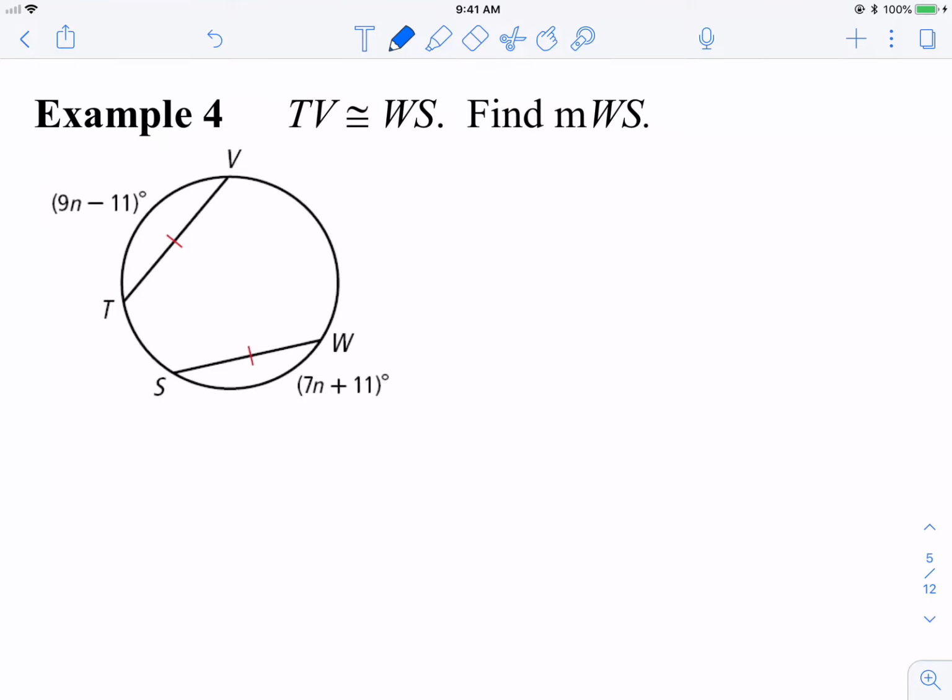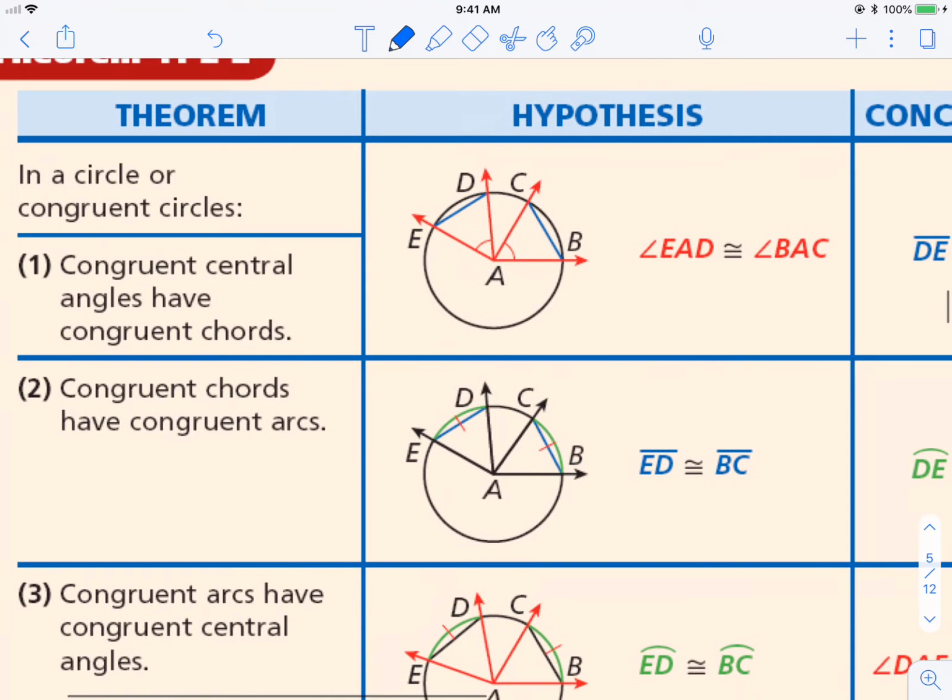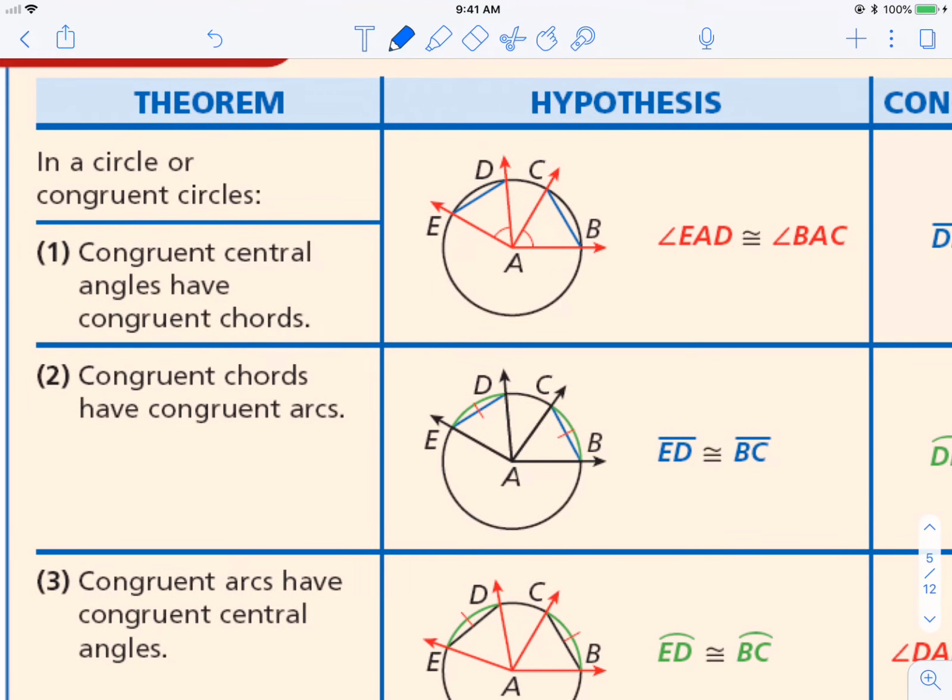In example 4, we are told that chord TV and chord WS are congruent to each other, and we're asked to find the measure of arc WS. Well, just above here we have a three-part theorem that allows us to interchangeably relate these features of circles.